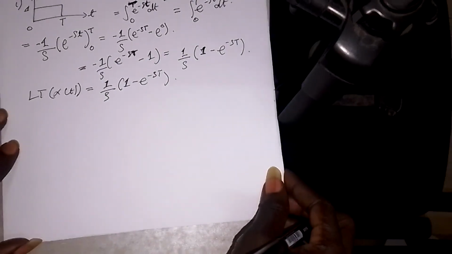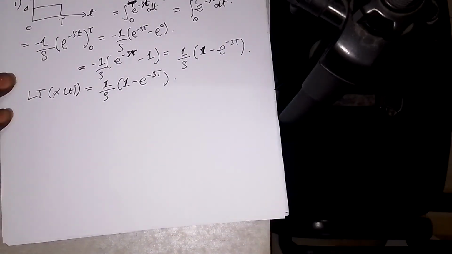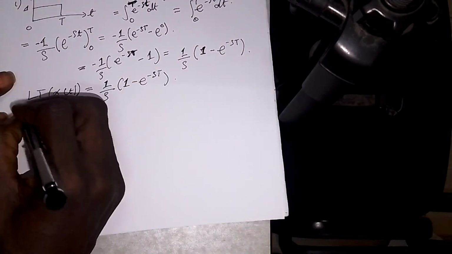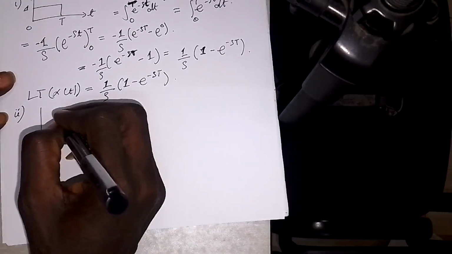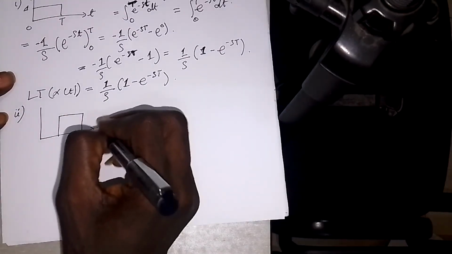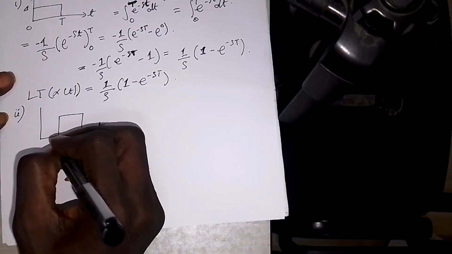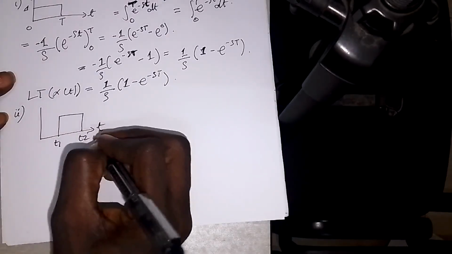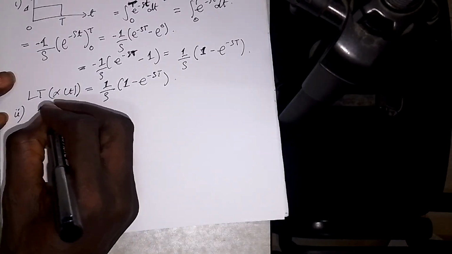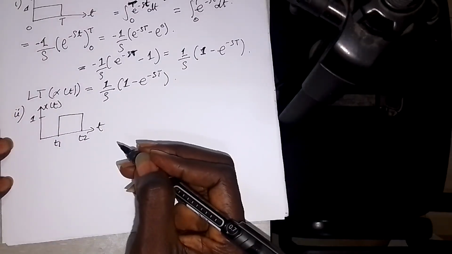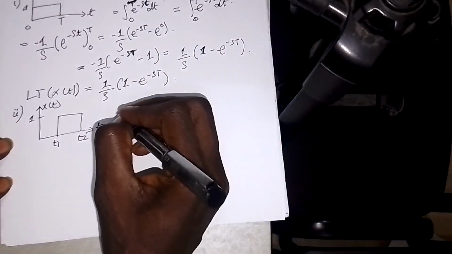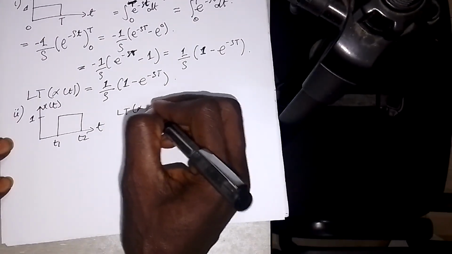Now let's go to the second one. The second one is such that we have this here. Here is t, here is T1, here is T2, and here is x of t, and here is 1.